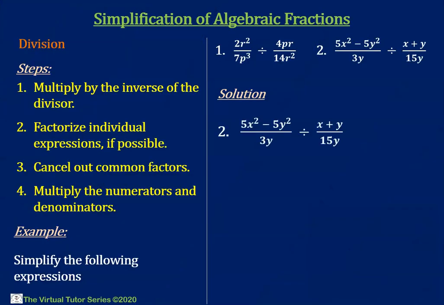Example 2. 5x squared minus 5y squared all over 3y divided by x plus y all over 15y. Let's first change the division sign to multiplication. We can do so by finding the inverse of the divisor. The inverse of x plus y all over 15y is 15y over x plus y. So the expression can be rewritten as 5x squared minus 5y squared all over 3y times 15y over x plus y.